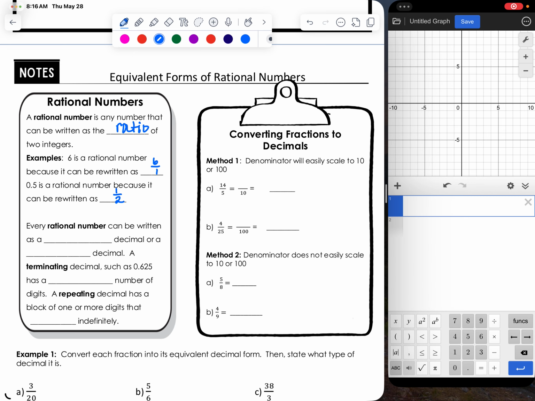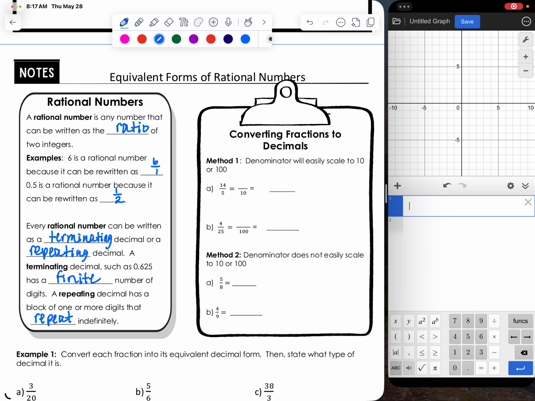Every rational number can be written as a terminating decimal or a repeating decimal. A terminating decimal, such as 625 thousandths, has a finite number of digits. In other words, it ends. A repeating decimal has a block of one or more digits that repeat indefinitely. And in just a moment, we'll be looking at examples of both of those.